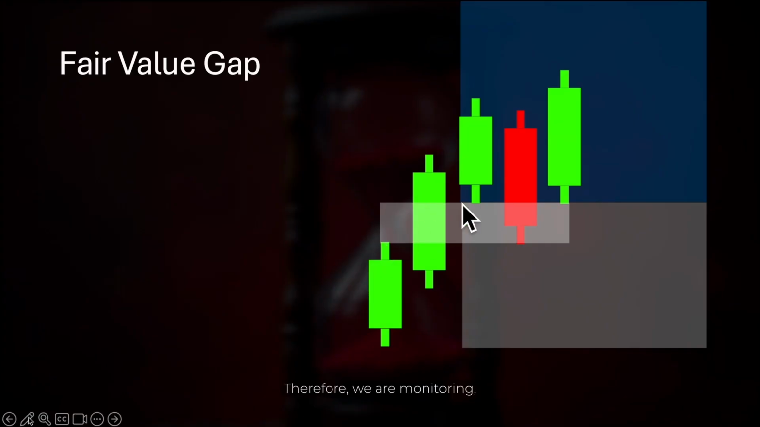Therefore, we are monitoring whether or not the market is going to retrace into the fair value gap which is being established right here. We see that retracement taking place, and when that retracement occurs, that's a potential buying opportunity inside of a bullish fair value gap with our stop loss being placed below candle 1's low. Now again, it's possible that there will be multiple imbalances. If that is the case, we place our stop loss below the lowest imbalance.